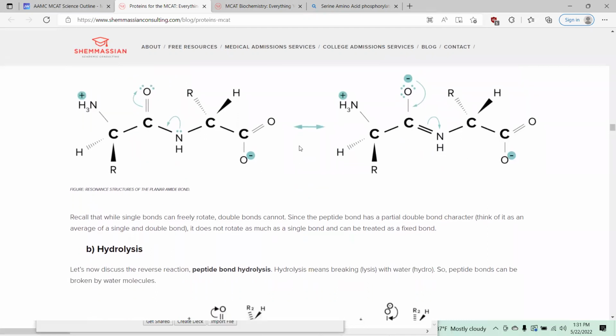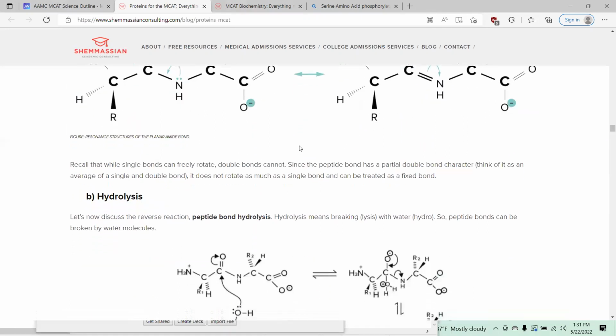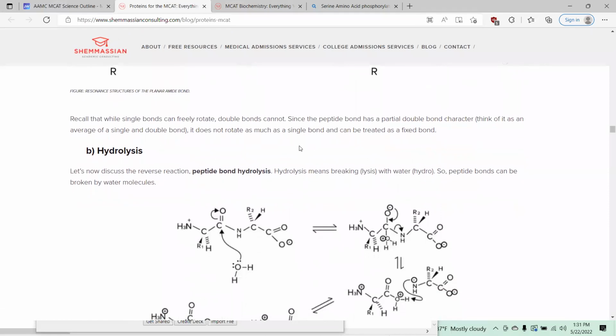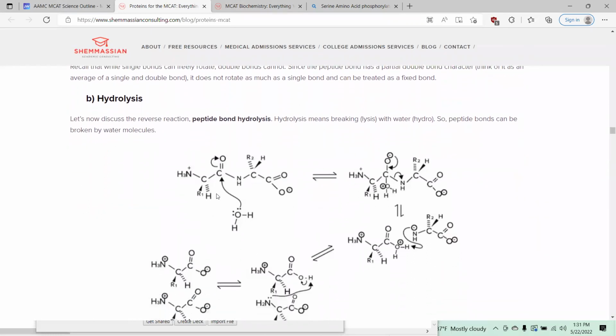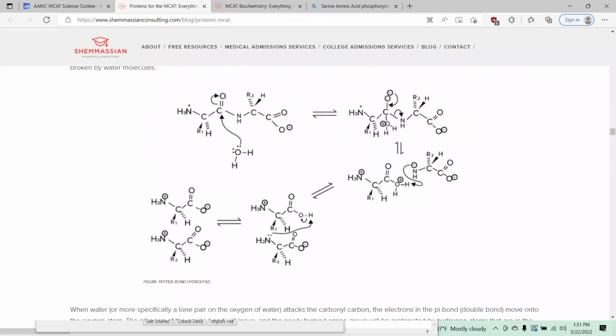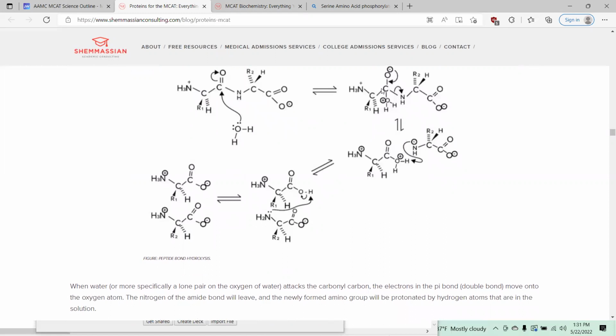Okay, so, and again, if anything is confusing, just post in the chat and I will re-explain it. So now we talked briefly about hydrolysis, where a water molecule comes in and causes it to split up. This mechanism looks really long, but basically it just comes in and the electrons push in such a way that it splits up right here. And here you can see the two different amino acids.